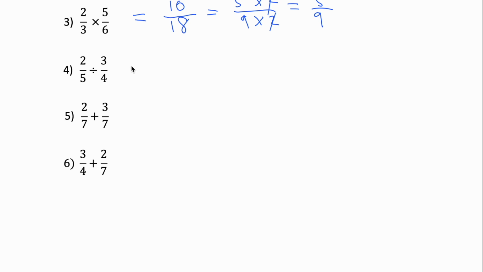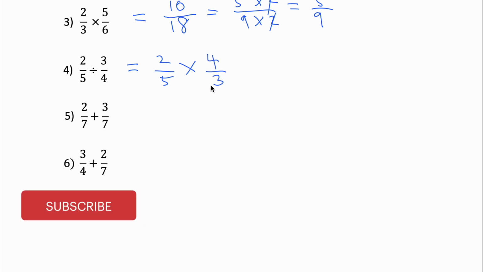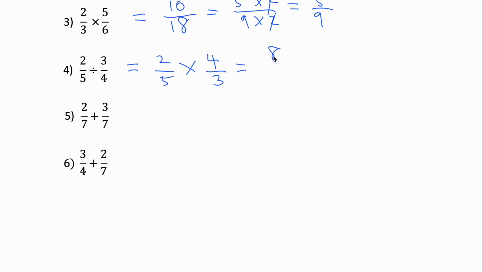So next, dividing two fractions. What we simply do is we keep the first one and we flip the second one and multiply. So this becomes 2/5 times 4 over 3. And now we multiply just as we did before. 2 times 4 is 8. 5 times 3 is 15. And that's our answer there.